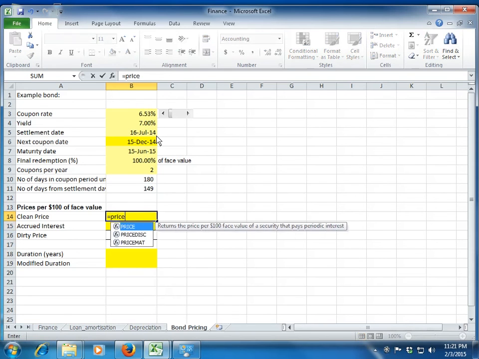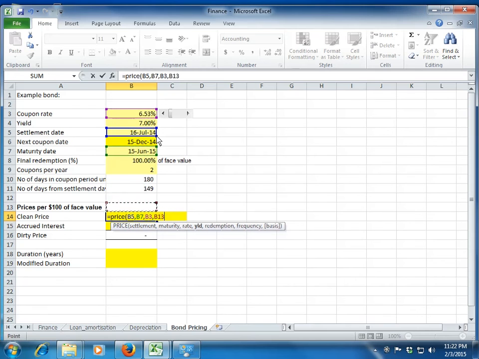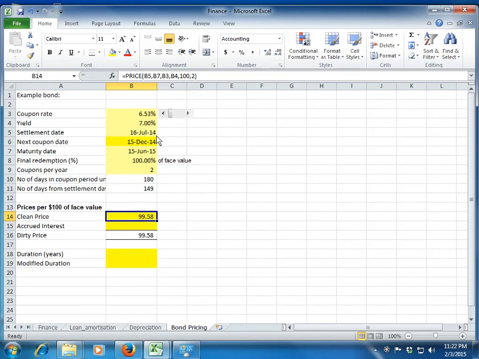First of all, price. Again it asks for some similar arguments here: settlement date, maturity date, rate. Rate here stands for coupon rate, yield stands for the yield. Redemption means the value which will be redeemed at the end of the maturity, and it asks for frequency, which I give semi-annual. Fine, and it gives me the clean price for this bond, that is as on 15 June 2014 the price of this bond was 99.58, and of course there has been some accrued interest between the last coupon date and the settlement date, that is 16 July.